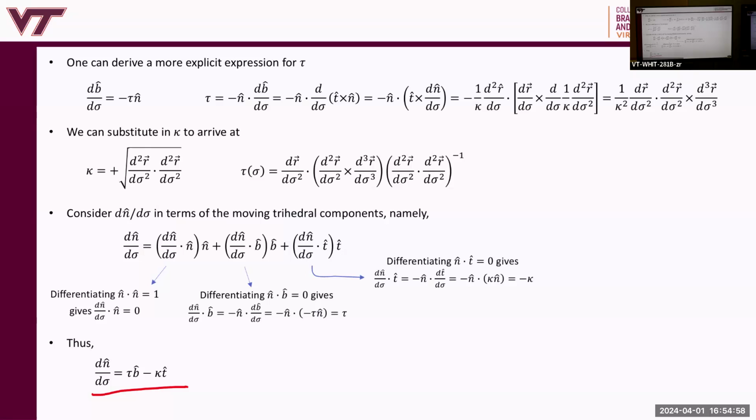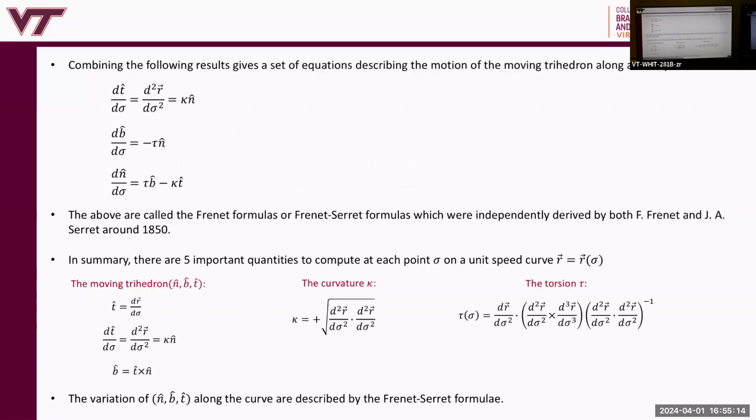All right, so it seems like a lot of vector derivative gymnastics that we're doing here, right? But they'll all come together. We're deriving differential equations in order to calculate this moving trihedron, the torsion, and the curvature along any arbitrary curve, all right? That is here. So combining the following results gives a set of equations describing the motion of the moving trihedron along a unit speed curve. So dt d sigma, db d sigma, and dn d sigma. How do all of these vectors vary along the curve, right?